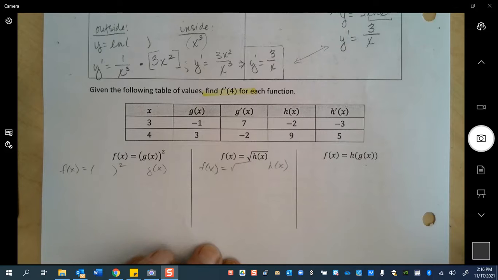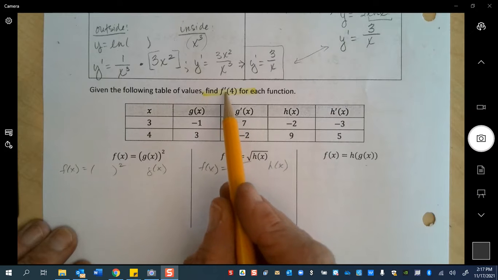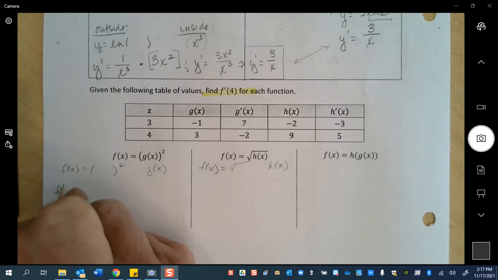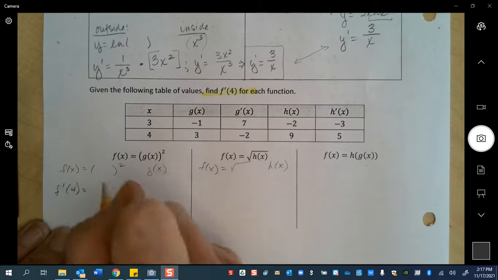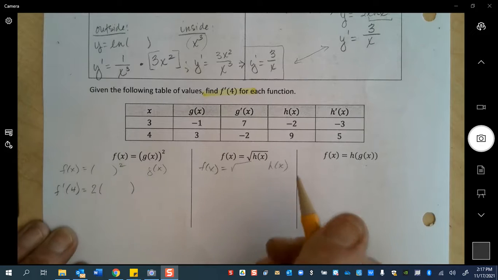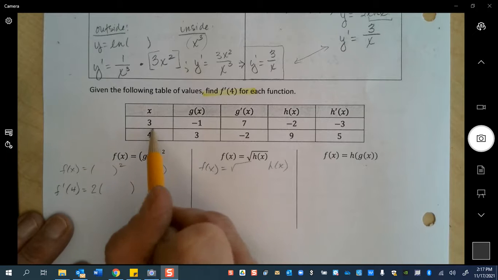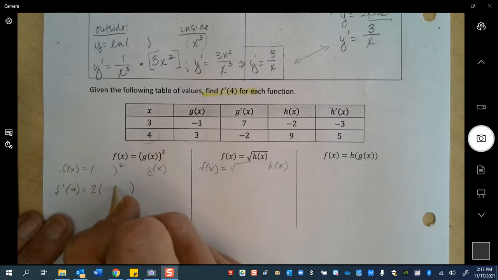H of g of x. All right. So when we do this, we want to make sure that when we're finding h of 4 or f prime of 4, we need to set ourselves up with that chain rule. So f prime of 4 is going to be equal to the derivative of my original function. So when I take the derivative of this, the 2 comes out front, and then whatever g of x is equal to. So I know I'm plugging a 4 in, so g of 4 is 3. Are you okay with that?